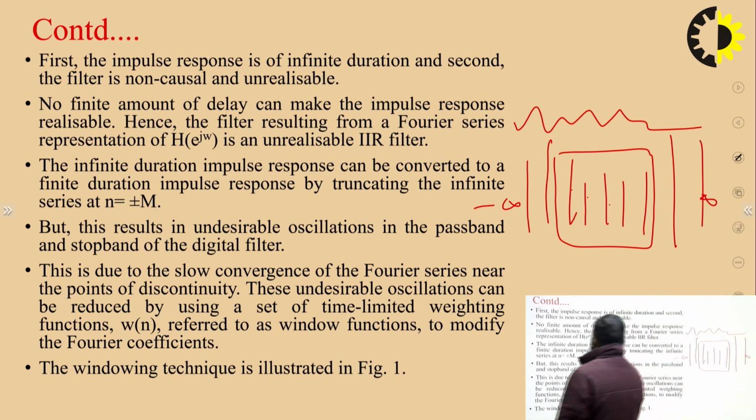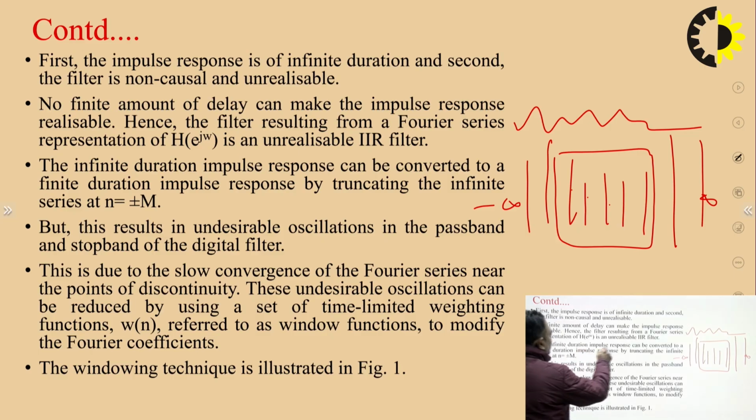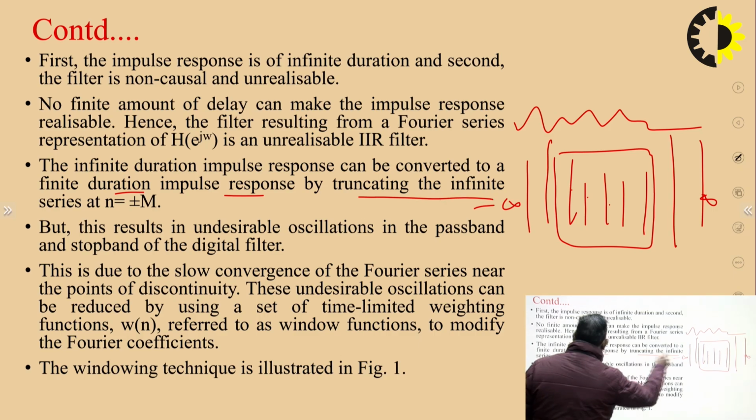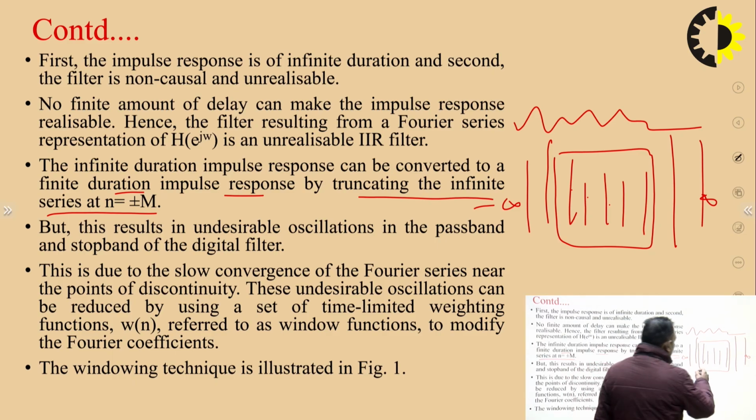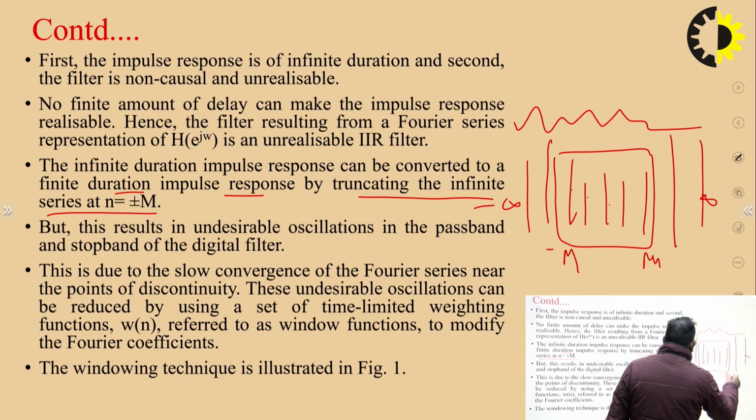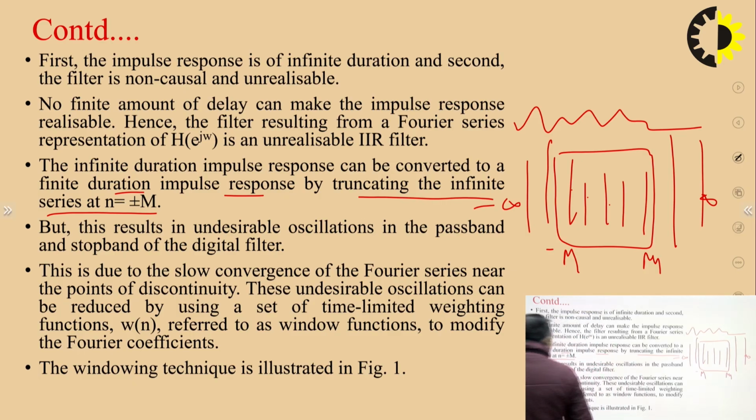This I have written here: the infinite duration impulse response can be converted to a finite duration impulse response by truncating the infinite series at n equals plus minus M. It means after truncation we have the coefficients only from minus M to M, where M is a finite quantity.